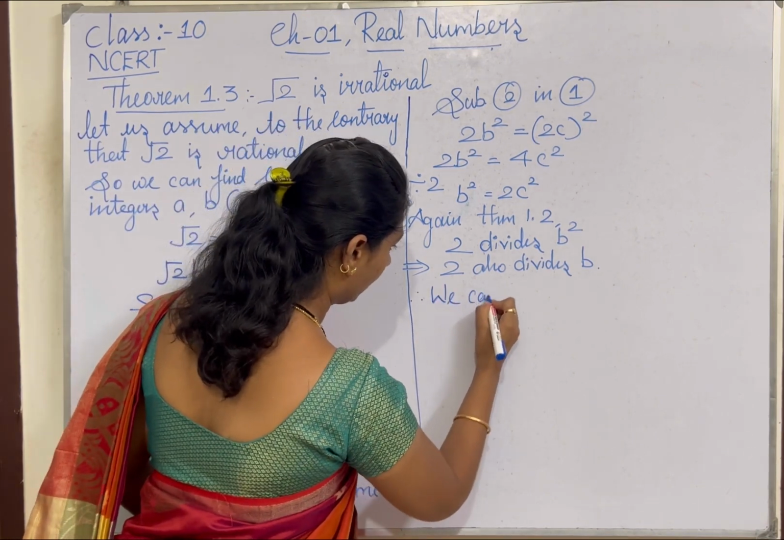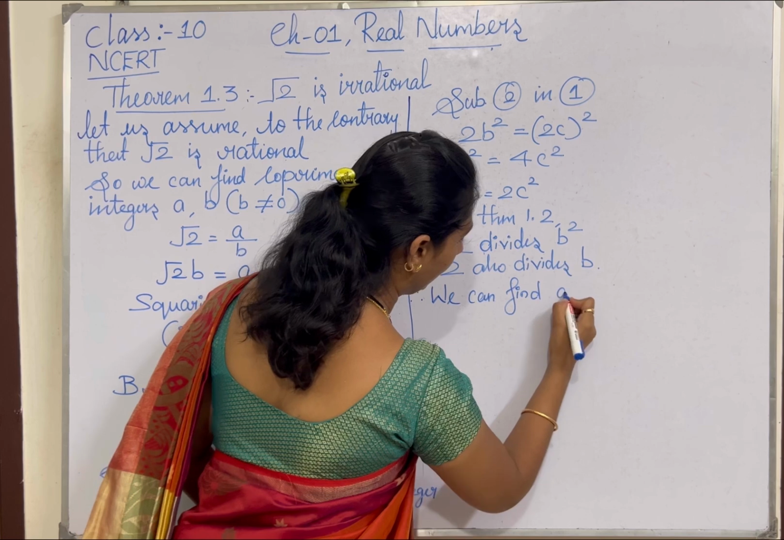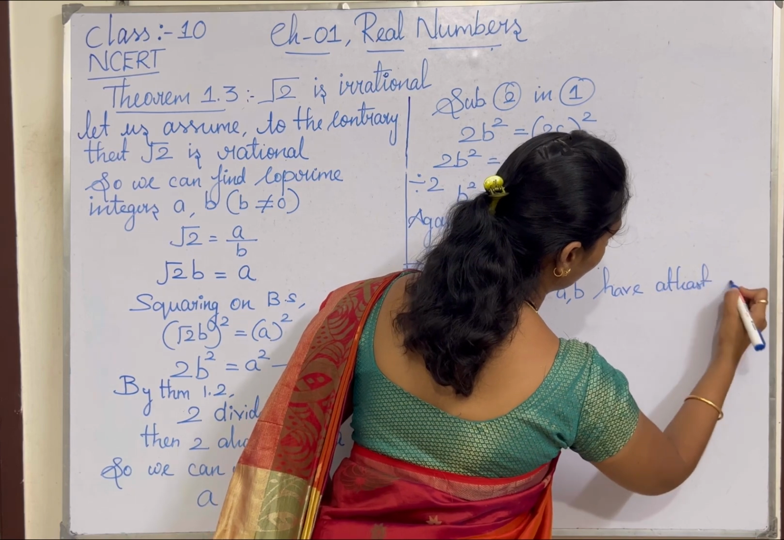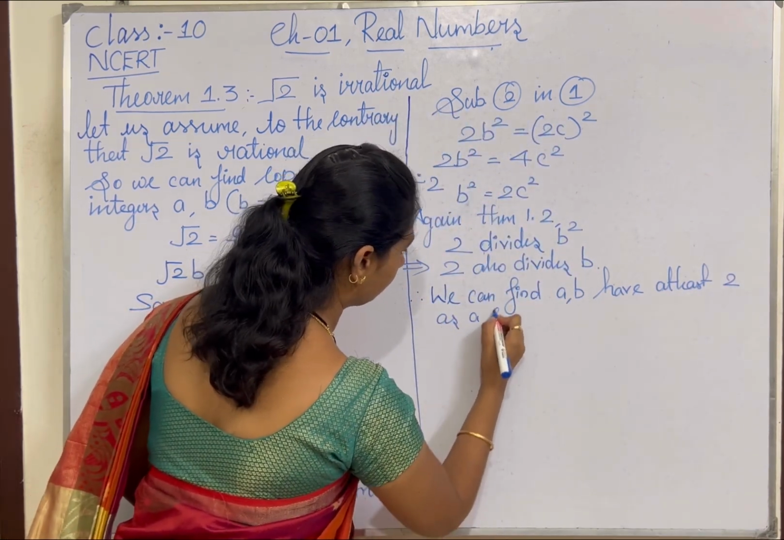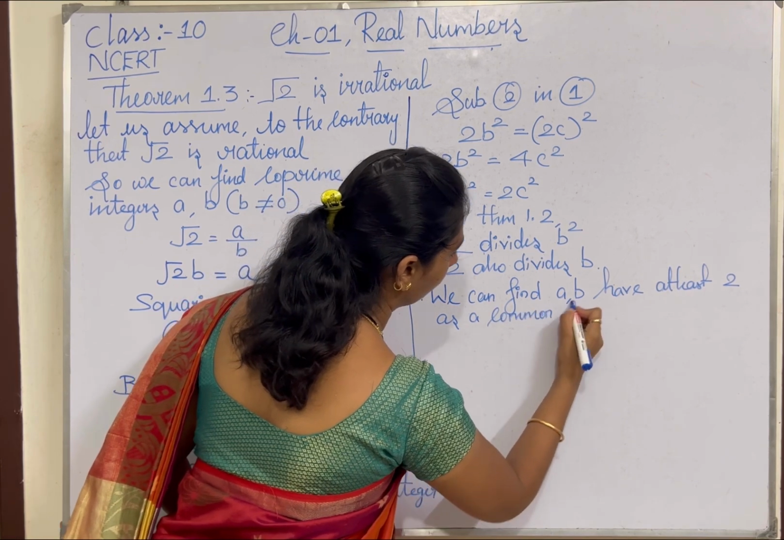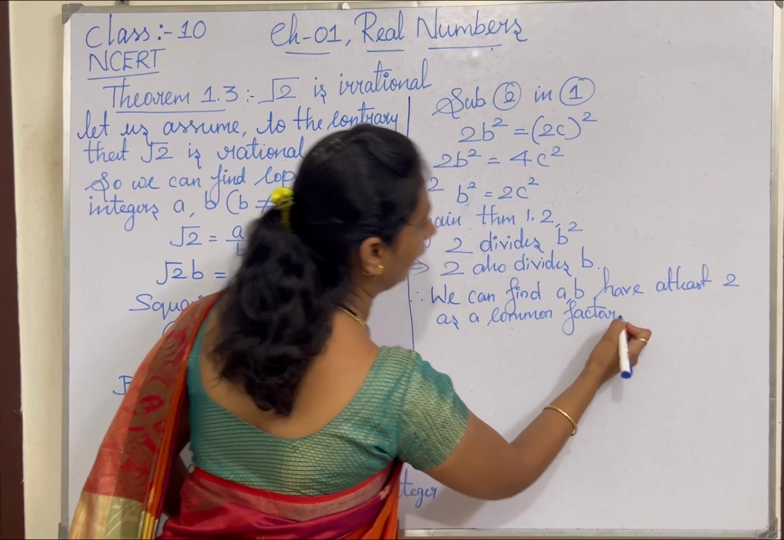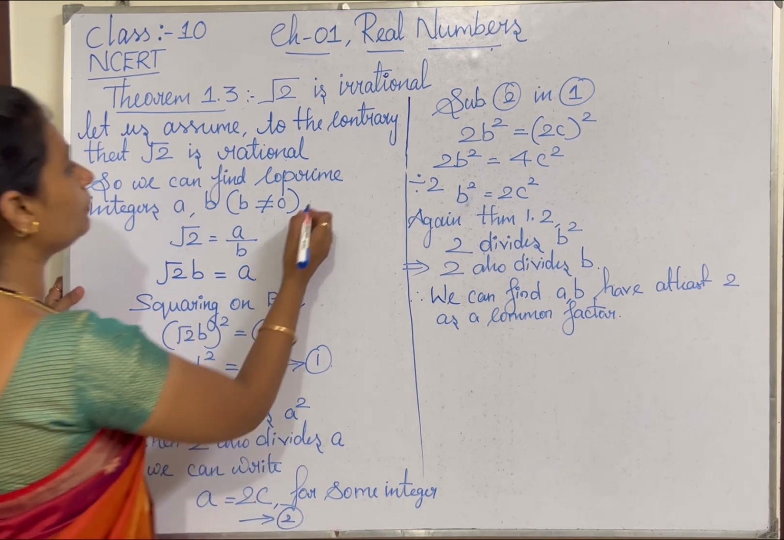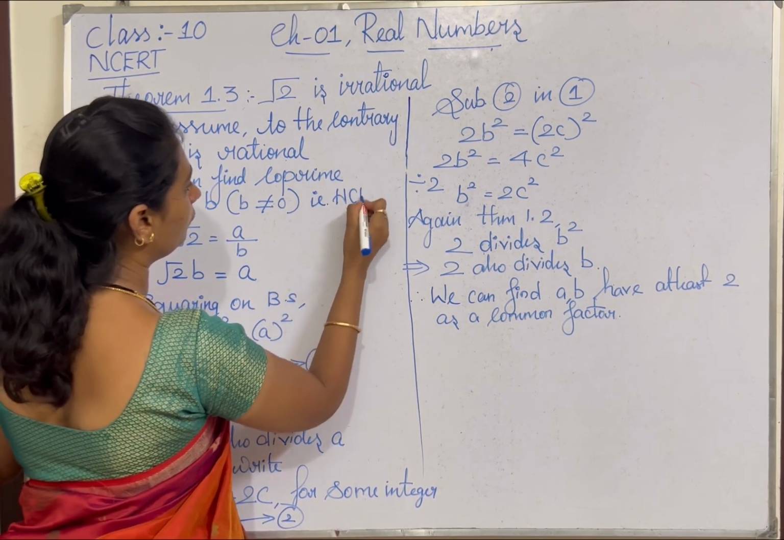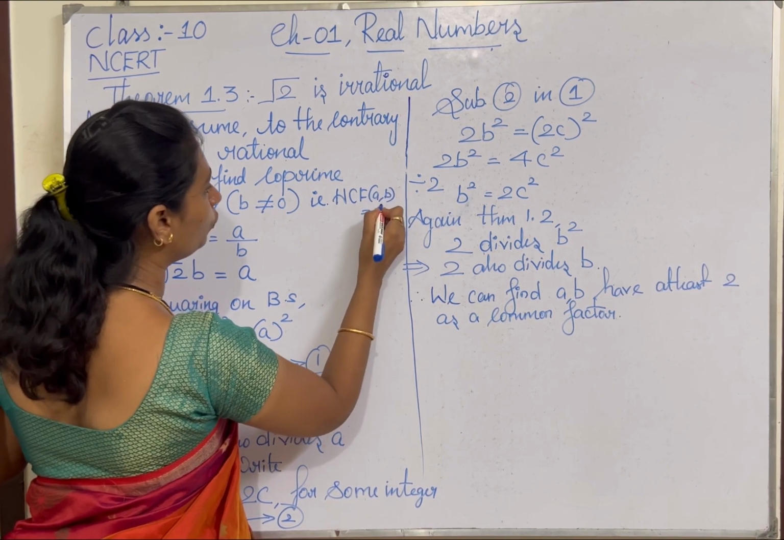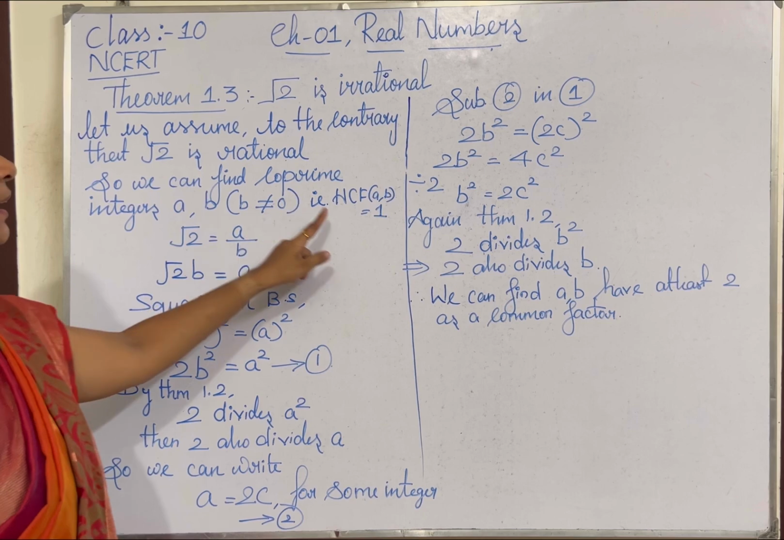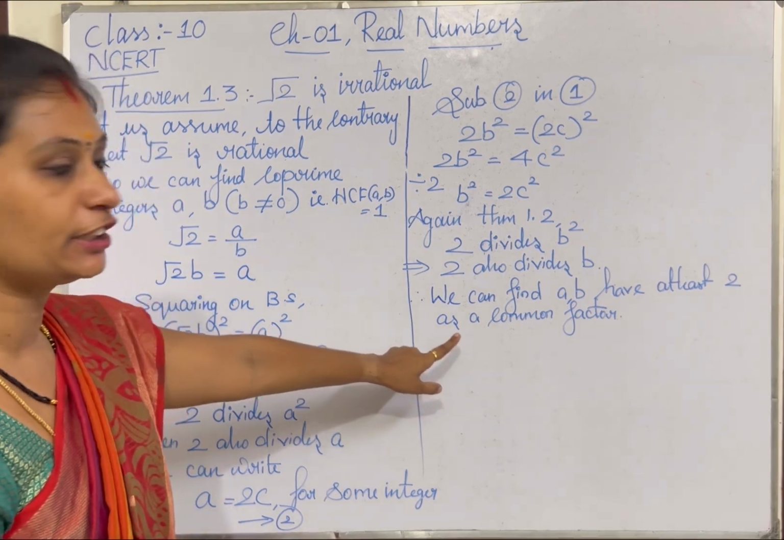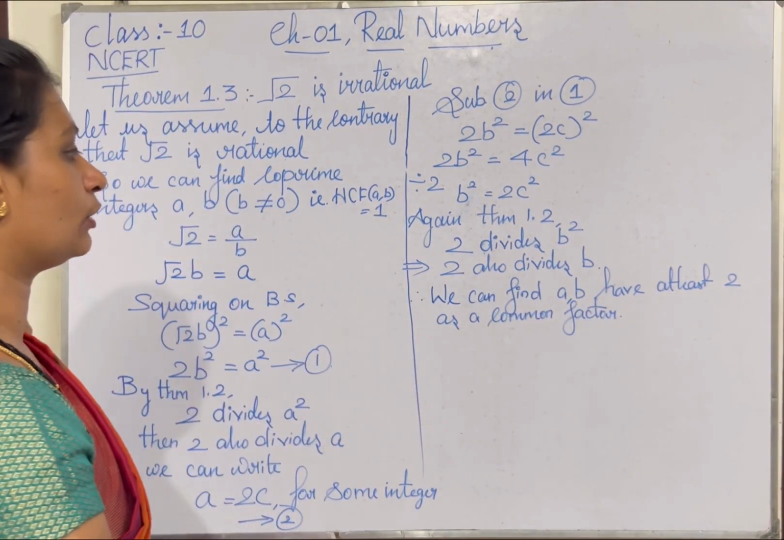Therefore, we can find a and b have at least 2 as a common factor. But this is a contradiction to the fact that we have assumed that a and b are co-prime integers. What is the meaning of co-prime integers? The HCF of a, b is equal to 1, which means that a and b have a highest common factor of 1. Since we have assumed it as co-prime integers, we arrive at a contradiction that a and b have at least 2 as a common factor.